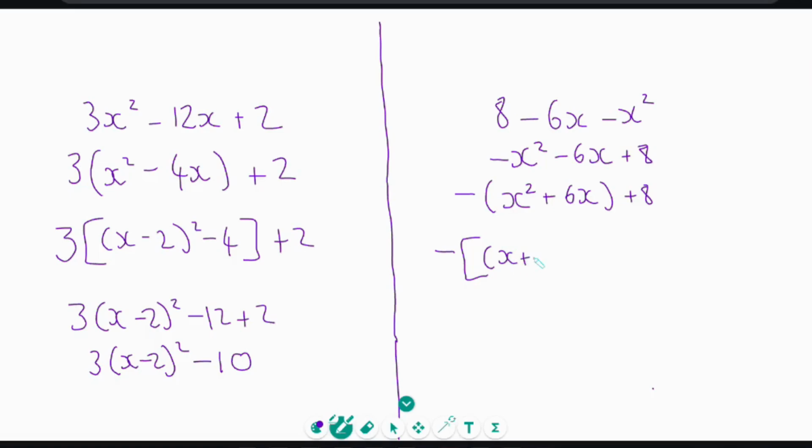Half of 6 is 3. 3 times 3 is 9. Let's bring back my minus here. Minus times minus 9, or minus minus 9, is positive 9.